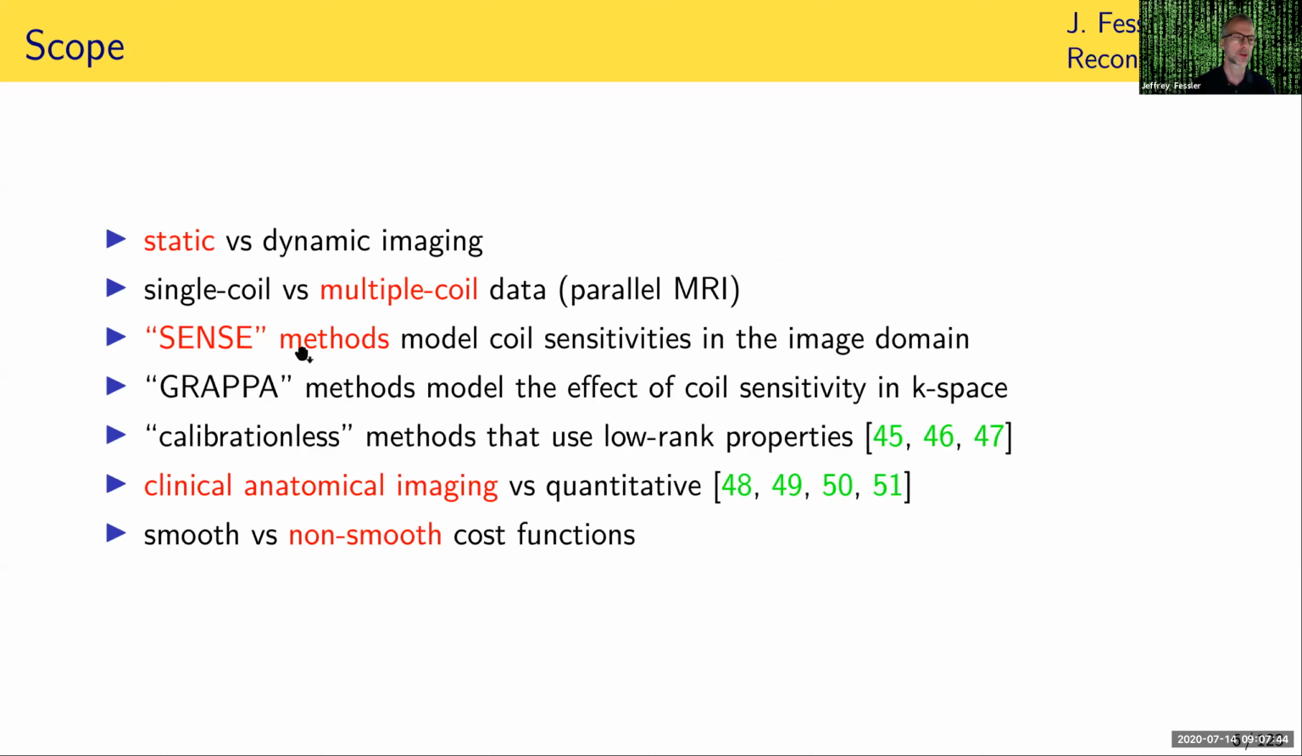For those of you who are MRI experts, I'm going to be focusing on SENSE methods that model the coil sensitivities. There is another family of methods that are sometimes called GRAPPA methods that model them in k-space, and I won't be giving them as much focus. There's also a whole family of calibration methods that I don't have time to cover. I will be focusing mainly on clinical, anatomical imaging as opposed to, say, quantitative imaging, which is a whole other topic of its own. And you'll see there's a considerable emphasis on non-smooth cost functions once we get into the talk.